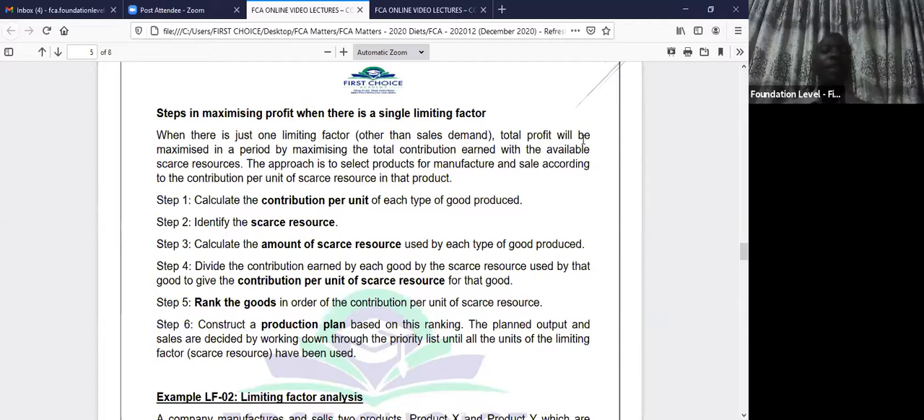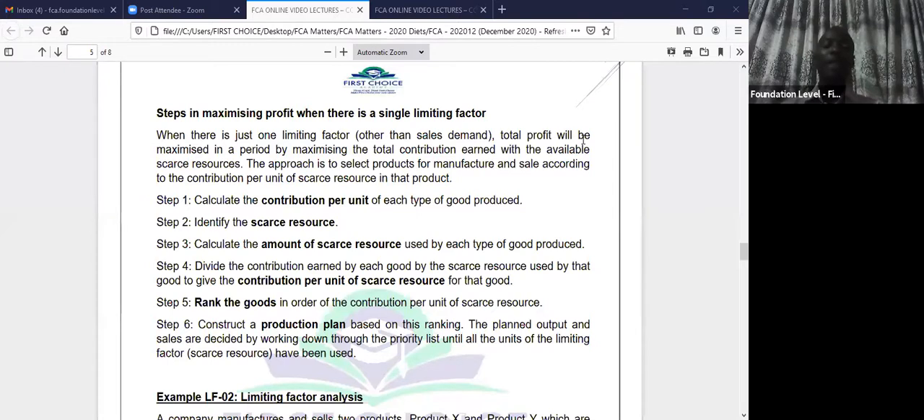After getting that, the next stage is to calculate what we call contribution per scarce resource. How do you do that? In the numerator, you put your contribution per unit. In the denominator, you put your scarce resource per unit. So you do your contribution in Naira per unit, and let's say your labor hours is your scarce resource. Your labor hours per unit is your denominator. When you do that, what you have is your contribution per unit of scarce resource.